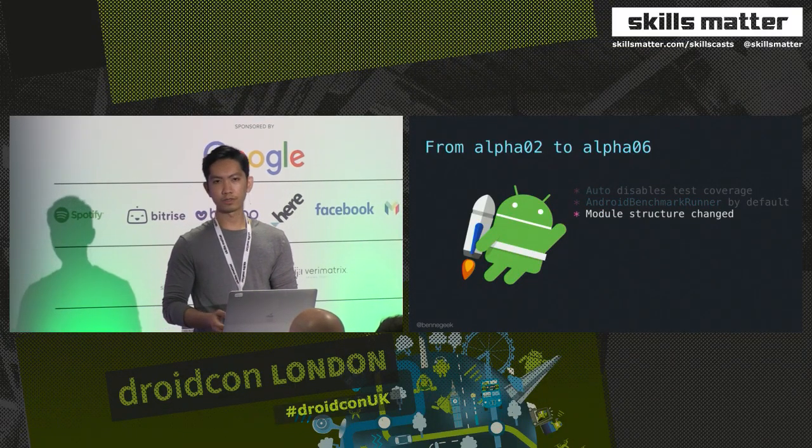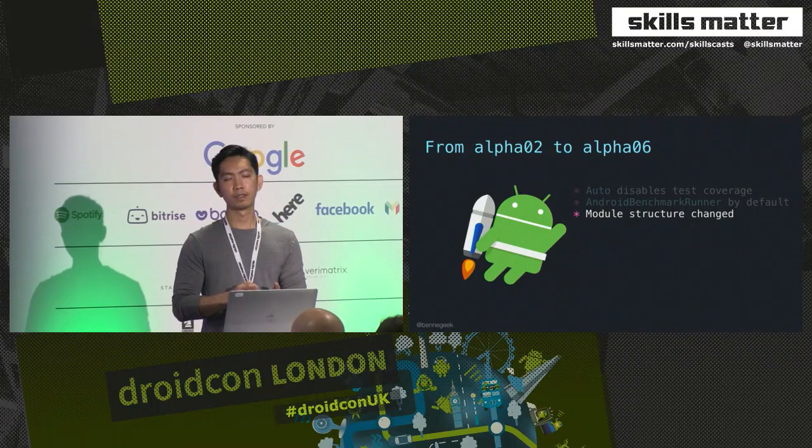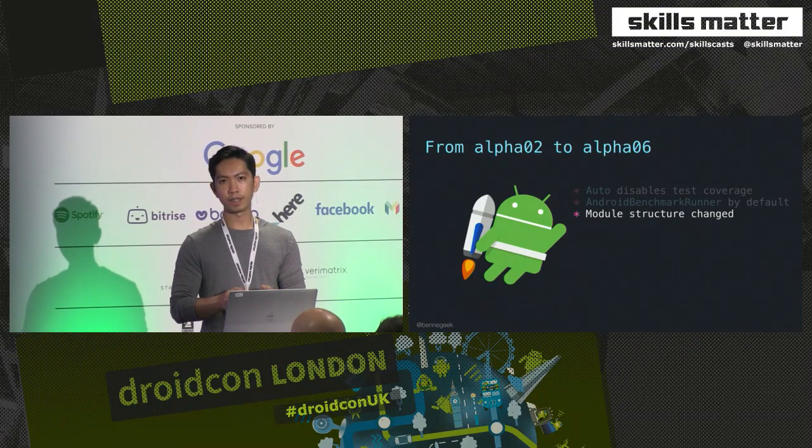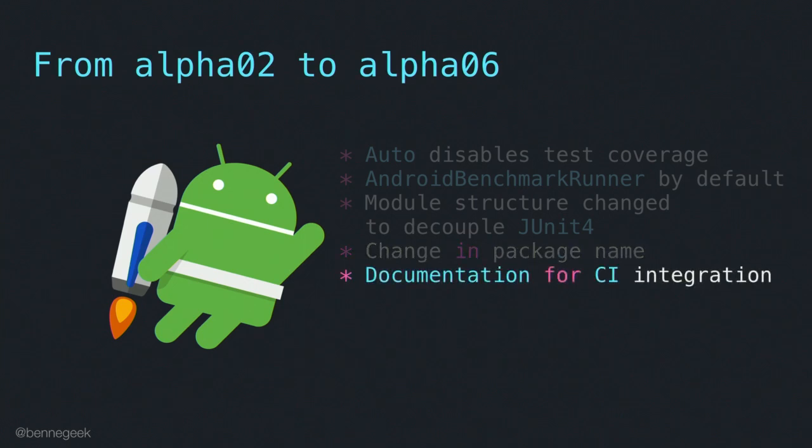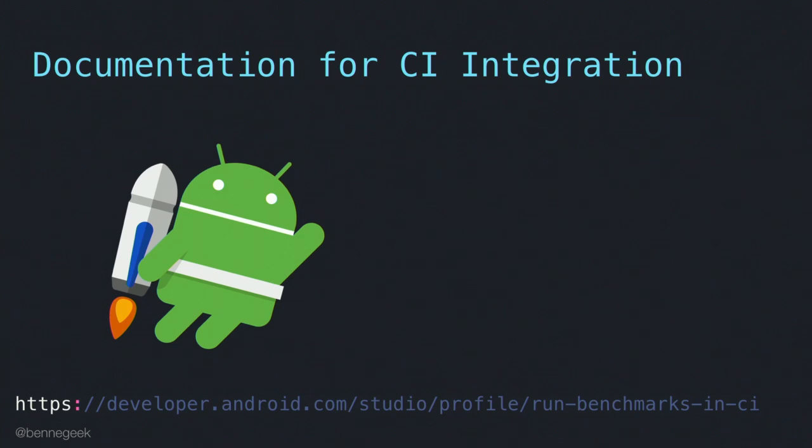Another thing is that the module structure changed because they are preparing to move away from JUnit 4 into like a general testing framework. And then they changed the package name, which is like, yeah, because this is alpha, the interface will change. So you will have to be careful to update when you update it from version to version because this will break. And finally, they had documentation for CI, which is in this link.